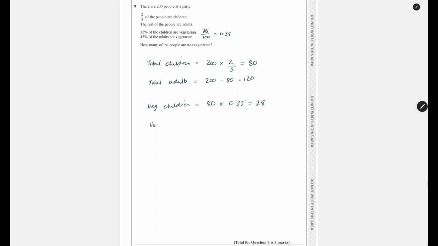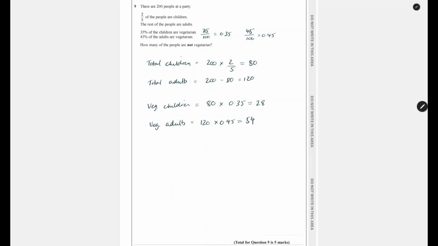We can do the same thing for the adults. The vegetarian adults is equal to 45% of them. So if you change that into a decimal, that's 45 over 100, which is 0.45. And so 120 adults multiplied by 0.45 gives us 54. So 54 adults are vegetarian.